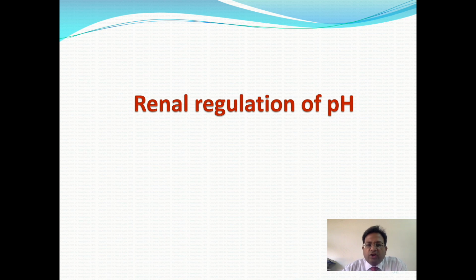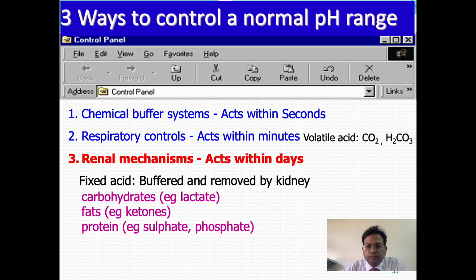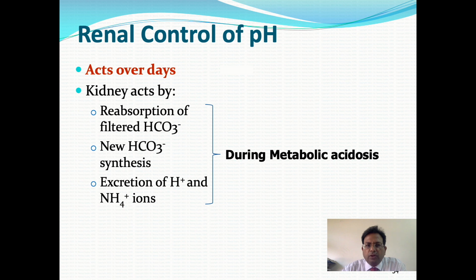Now we will see the renal regulation of pH. As we have seen, there are three ways to control pH in the normal range. The renal system acts within days and tries to buffer the fixed acids like lactate, acetoacetate, sulfate, phosphate, etc. to control the pH. So the kidney will take a little bit longer and will act over days. And in general, the kidney acts by reabsorbing the filtered bicarbonate, synthesizing new bicarbonate, or excreting hydrogen and ammonium ions to regulate the pH.